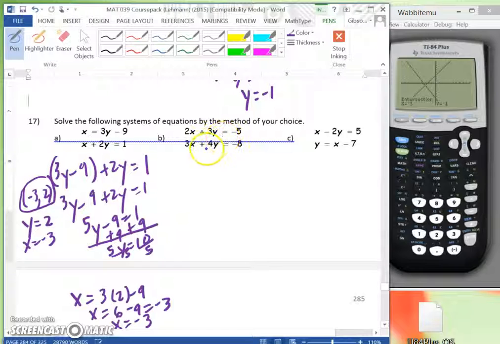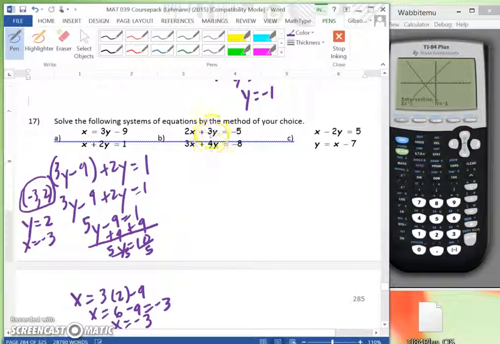Now, we come here to B. If you notice, we don't have any variables by itself. But when I look at this, we can use the elimination method. It doesn't matter which one I pick. So which one do you all want me to get rid of? The x's or the y's? The y's, okay. So we're going to get rid of the y's.